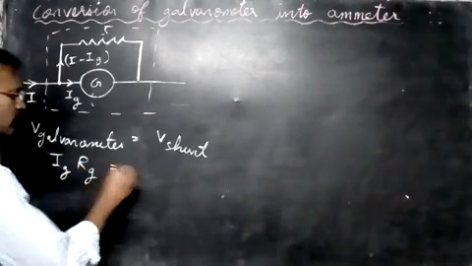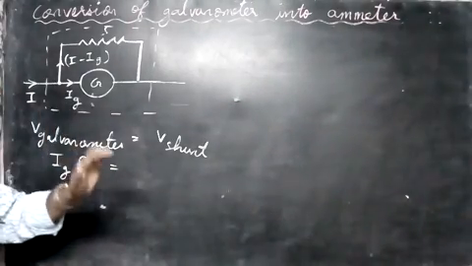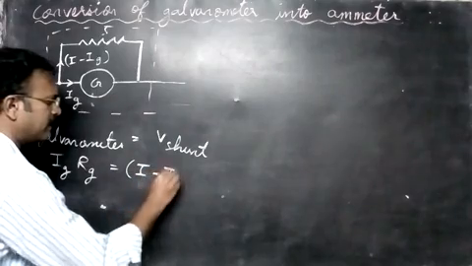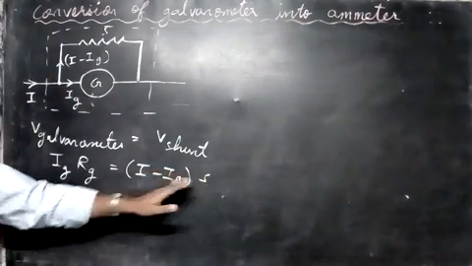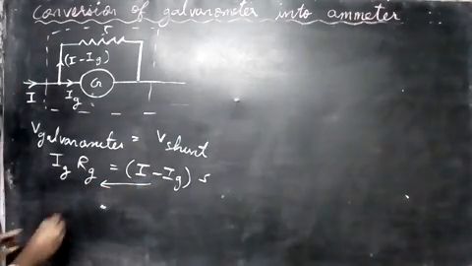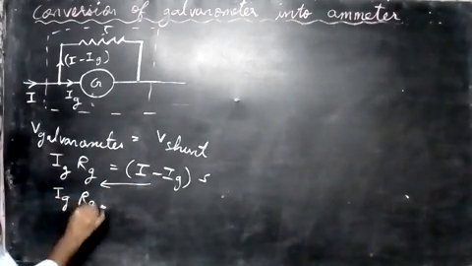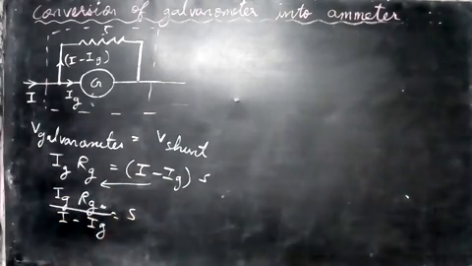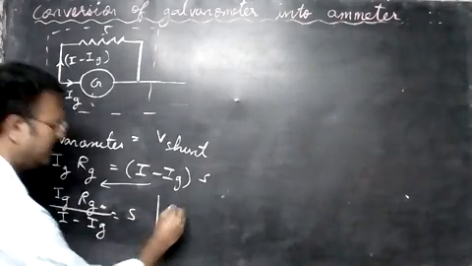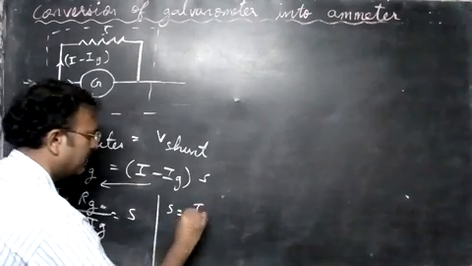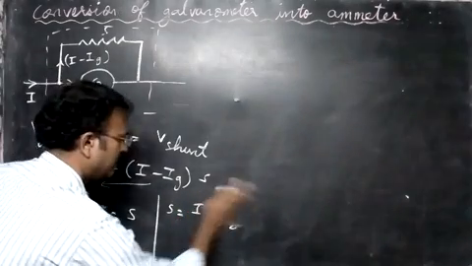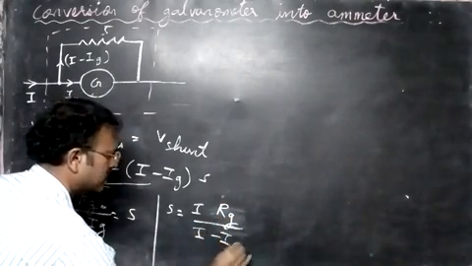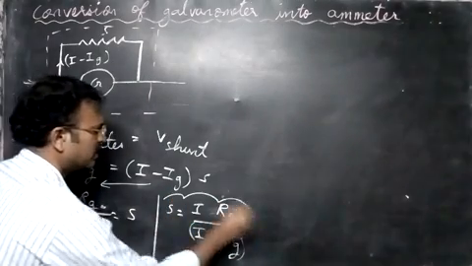For the shunt resistance, again use Ohm's law: the current I minus Ig into S. So to find the shunt resistance, very easy, bring this down. We have Ig into Rg by I minus Ig equal to the shunt resistance S. We can write it separately: S is equal to Ig into Rg divided by I minus Ig. This is very easy to get the shunt resistance in this way.